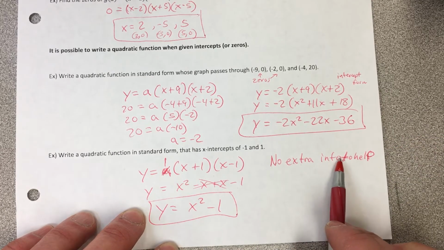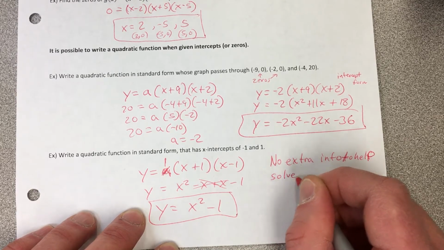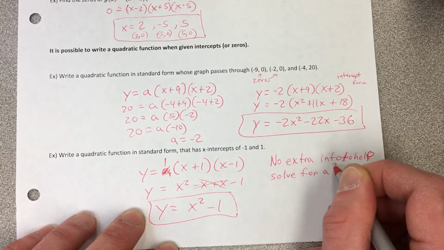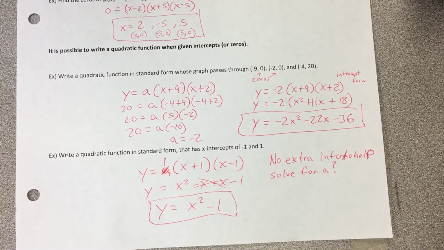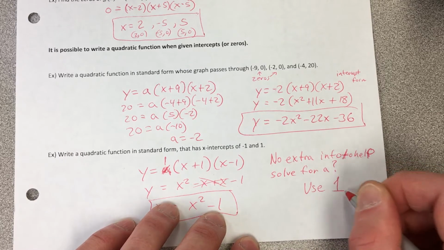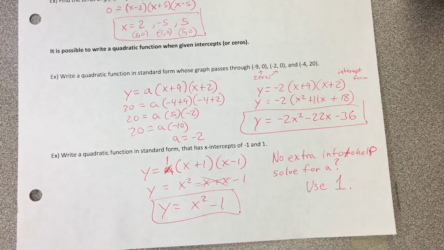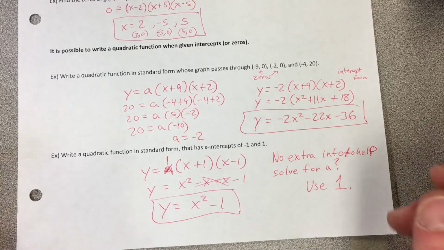No extra info to help solve for A. If there's no extra info to help you solve for A, just use 1, okay? In reality, you could use anything you want, but it's more common to just use the 1, make it easy on yourself, because you don't have to distribute it out at the end, so why would you make it more difficult? Okay, so let's flip it over.